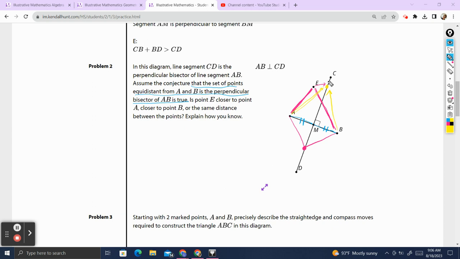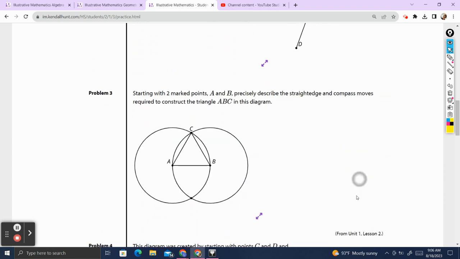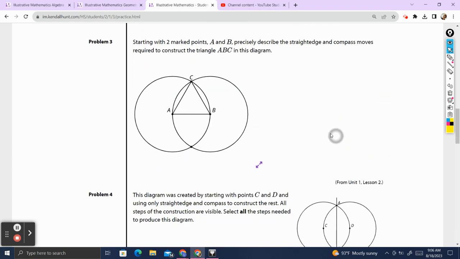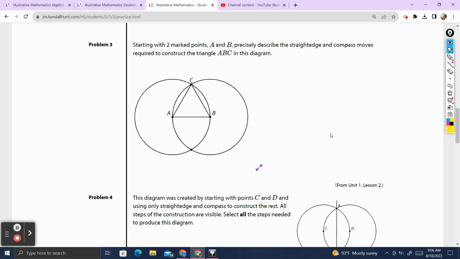All right, it just says explain how you know. There are probably multiple ways to explain this, so if you want to think about it or come up with your own solution, I recommend you pausing the video and doing that now. Problem 3. Starting with two marked points, A and B, precisely describe the straight edge and compass moves required to construct triangle ABC in this diagram.